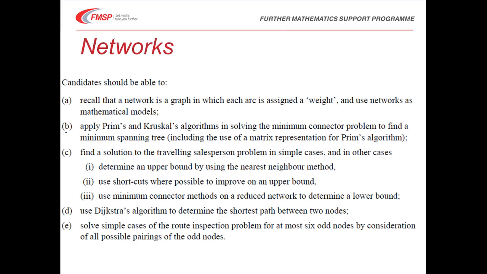And notice that it's just in the case of Prim's algorithm that we need to be able to do that using a table or a matrix representation. Kruskal's algorithm we use from a network only. And then in part C, we've got to find a solution to the travelling salesperson problem in simple cases by determining an upper bound, which we do using the nearest neighbour method.